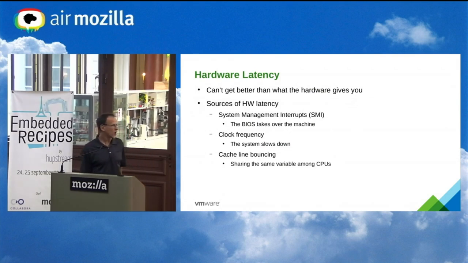You can't do better than what the hardware gives you. So the first thing I always tell people when they say, hey, I found a 200 microsecond latency in your system, I'm like, how's your hardware? Because if your hardware has a 200 microsecond latency, there's nothing you're going to do with your software that's going to make that latency go away. So what we created, and this came from the real-time patch and is now in the upstream kernel, is something called the hardware latency detector.